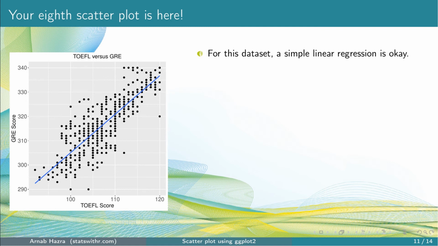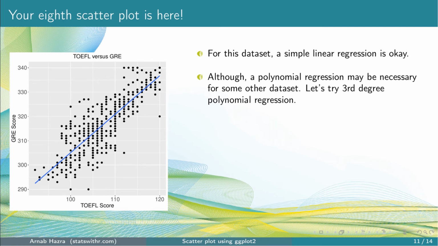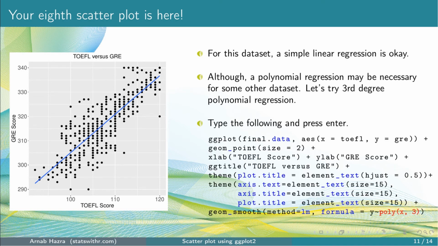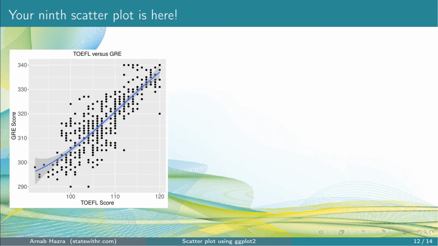Next, for this data, a simple linear regression appears to be a reasonable model. Although in general, this is not true and you might need to fit a higher order polynomial of the predictor variable. Say we want to fit a polynomial of degree 3. To allow that, we add the argument formula equals to y tilde poly(x, 3) within geom_smooth. Now press enter. Okay, we have the ninth scatter plot.